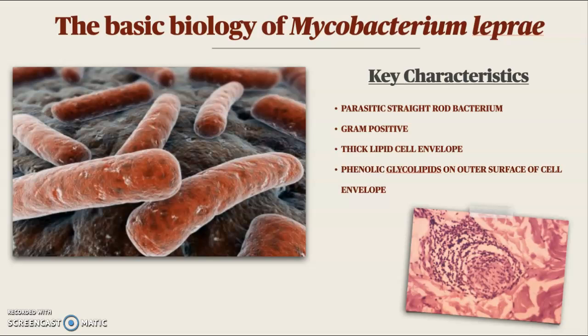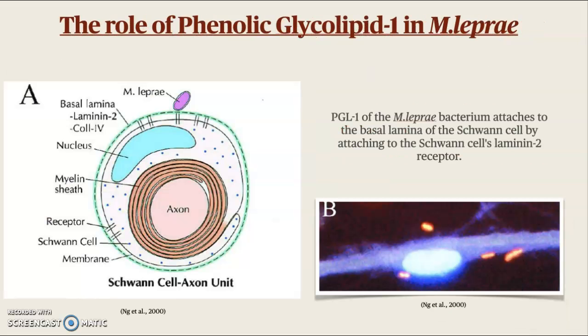And on this thick lipid cell envelope are phenolic glycolipids. Specific to this bacterium, there will be phenolic glycolipid 1, PGL-1, on the outer surface of the cell, and it will cover some 30% of the cell's surface. So most of the research on PGL-1 focuses on its role in infecting human tissues.